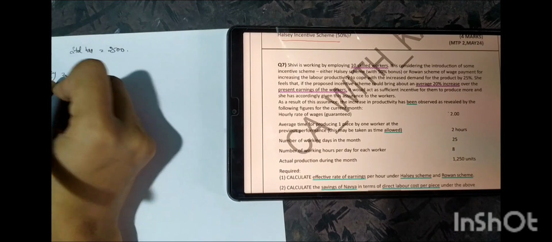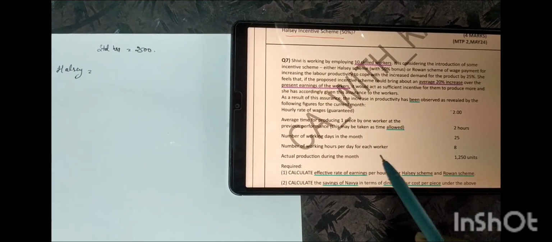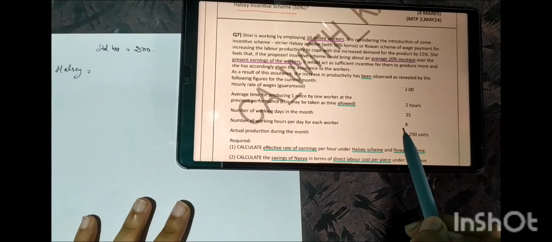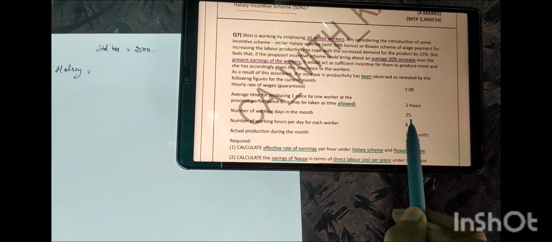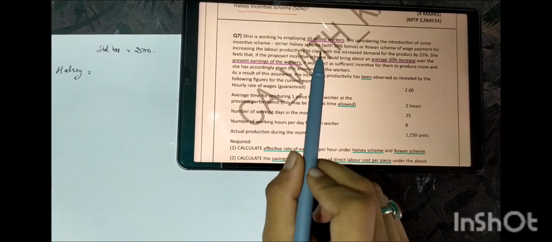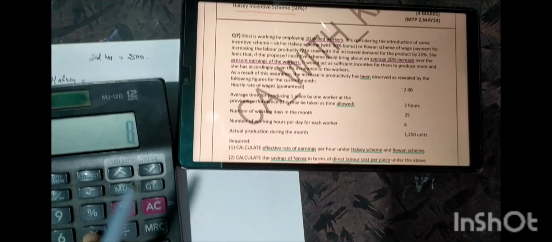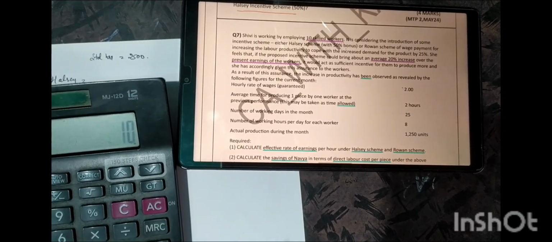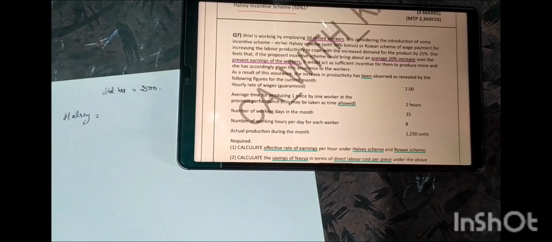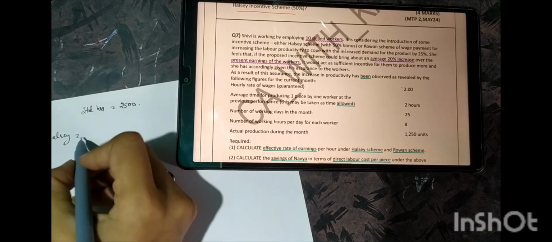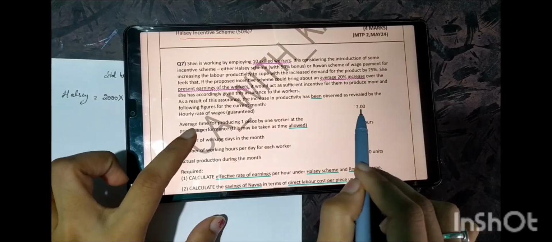Okay, so under Halsey's scheme, the number of working hours per day for each worker is 8 hours, and there are 25 days. Fine. So 8 into 25, and there are 10 skilled workers, so 8 into 25 into 10 is 2000 hours. So they have worked here for 2000 hours. Therefore, 2000 into what is the wage rate per hour? They have given that the hourly rate of wages is 2.